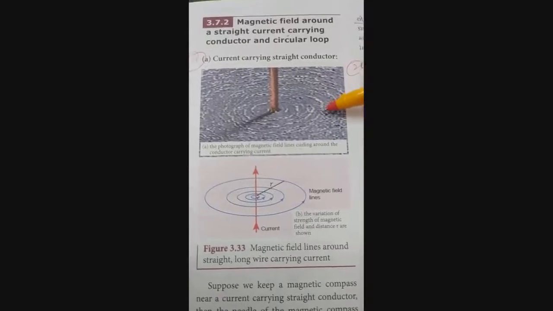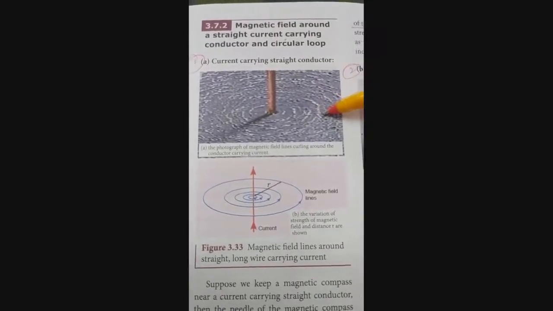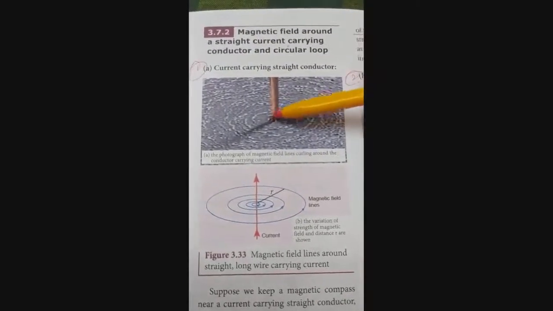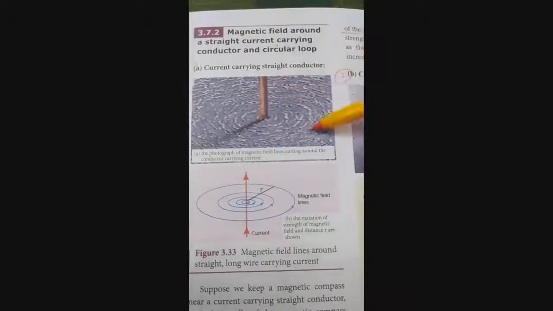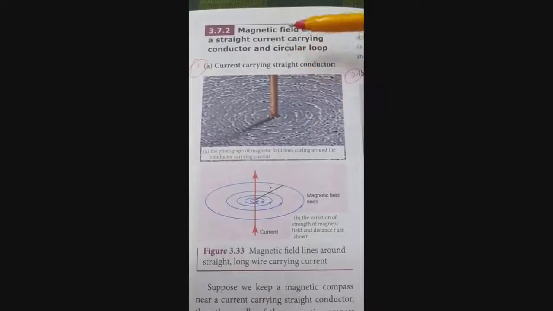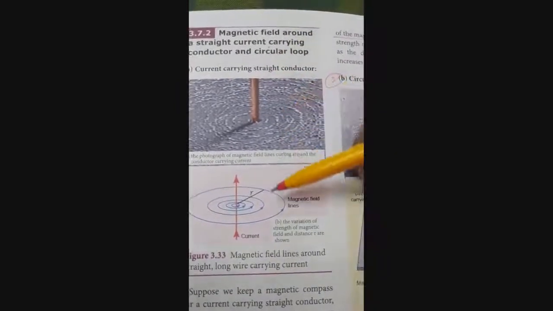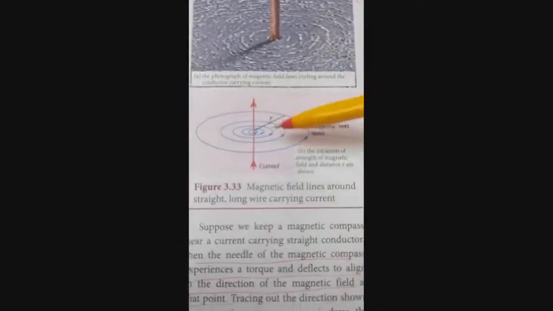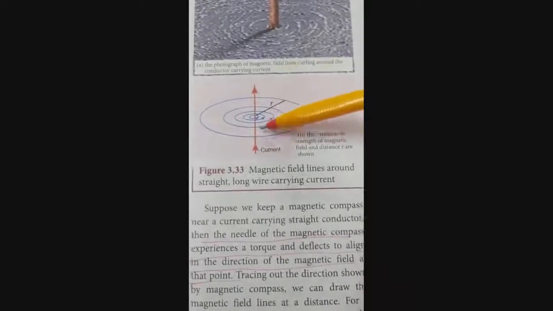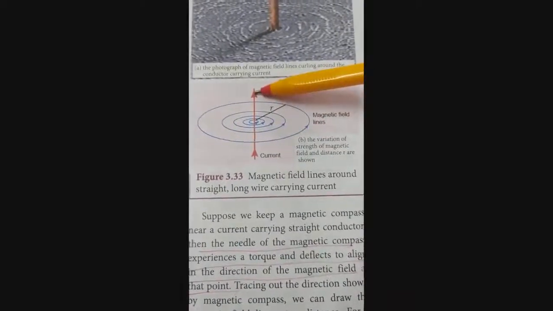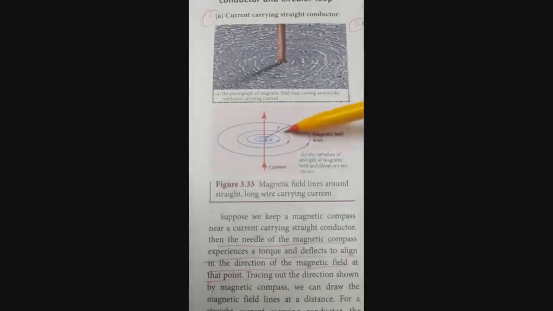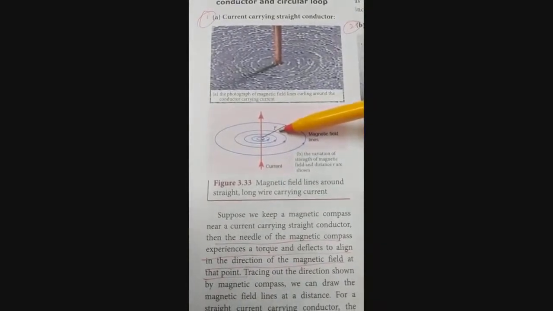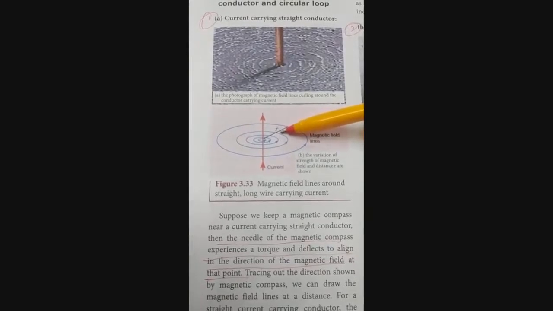So first you tap the board, that means you make a small shaking, and what happened, the iron filings arrange themselves in concentric circles around this. These concentric circles are nothing but magnetic lines of force. When you see this diagram, you can understand. Here this is the direction of current. Current is flowing in the wire in this direction, and the iron filings are arranged in concentric circles around the wire. So this is the experiment which you have studied in lower classes.